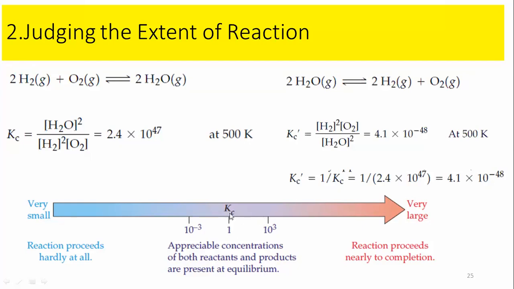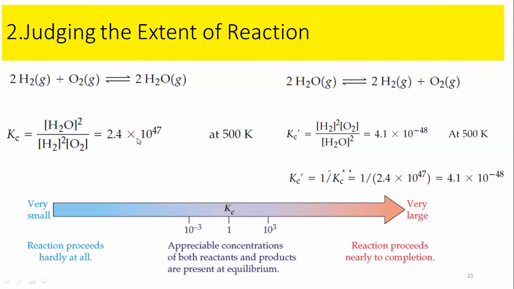So again, I am starting over here. This is the Kc. Let's suppose the value is 1, and as we have discussed before, if the value is less than 1, then it would be non-spontaneous. And if the value is greater than 1, the reaction would be spontaneous. If it is greater than 1, that means the reaction is proceeding towards the product side. And if it is very, very large, that means the reaction proceeds nearly to completion. That means mainly the products are present.